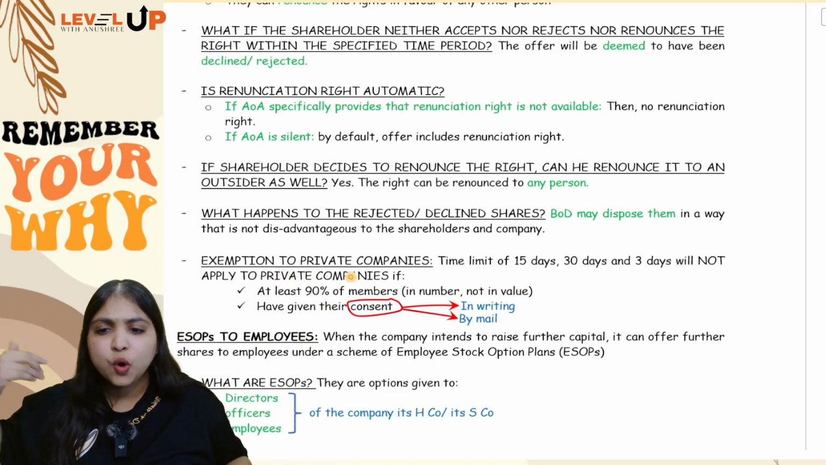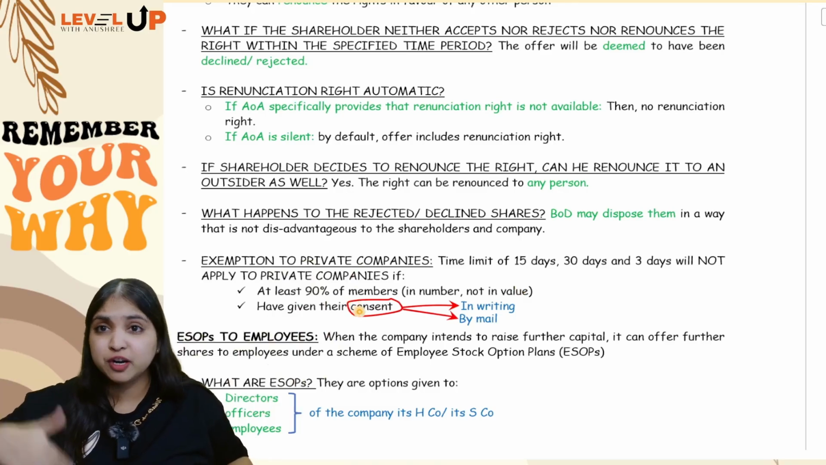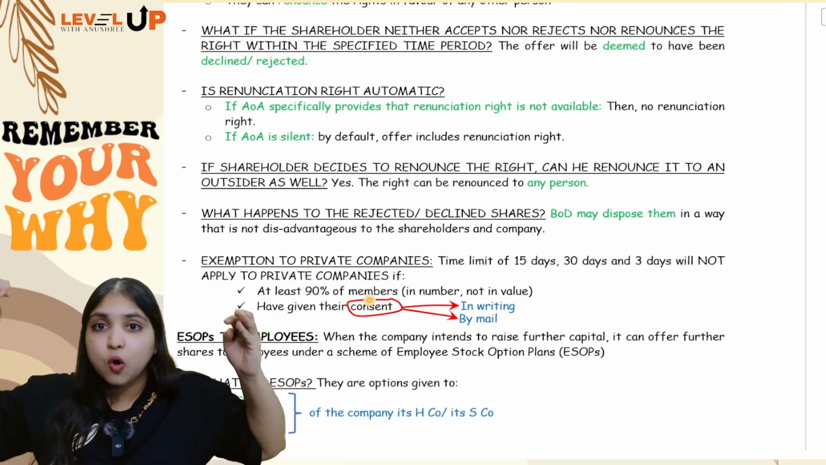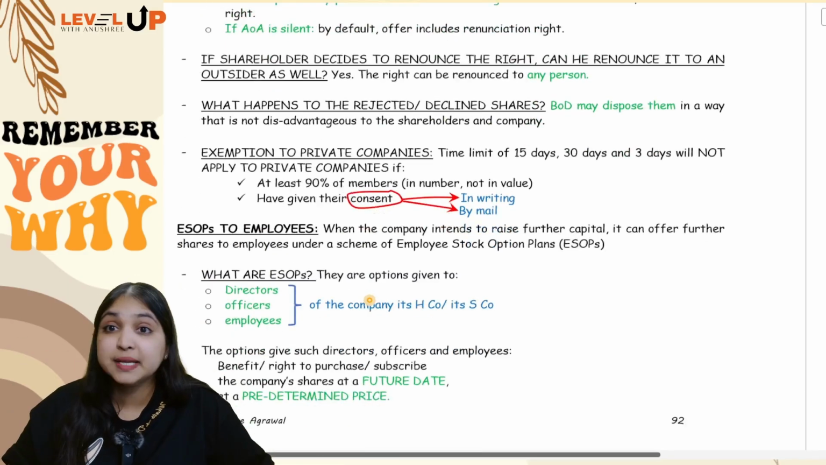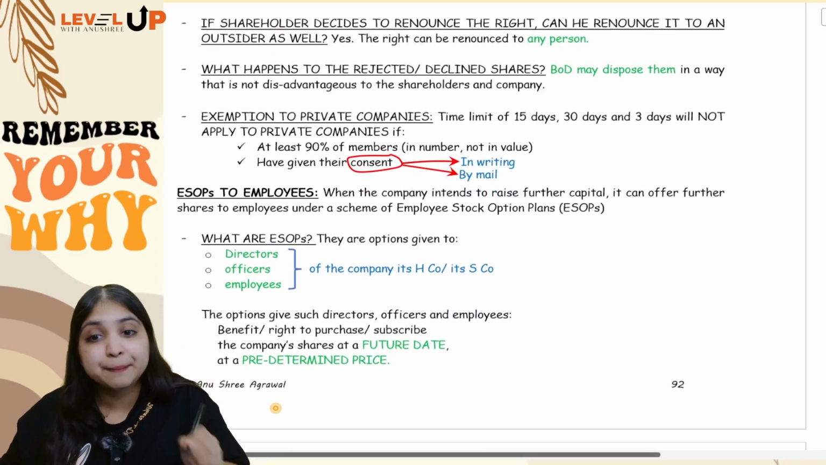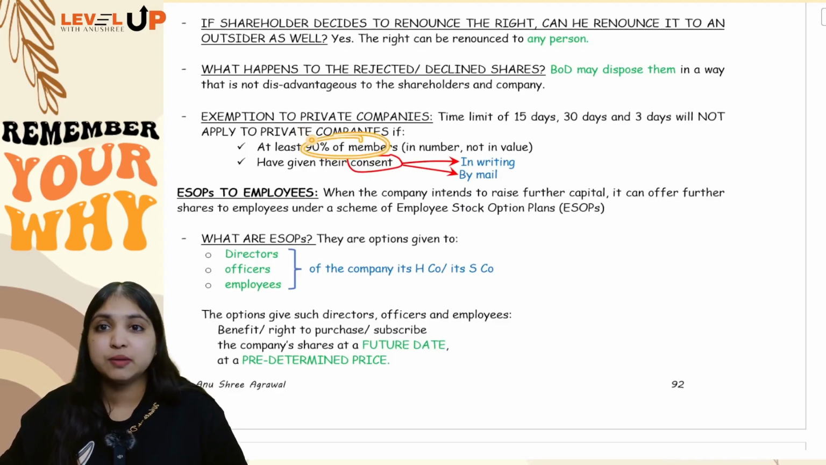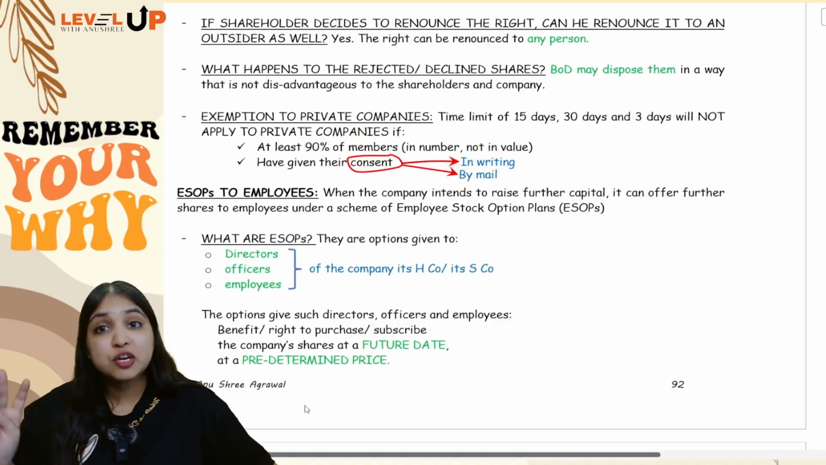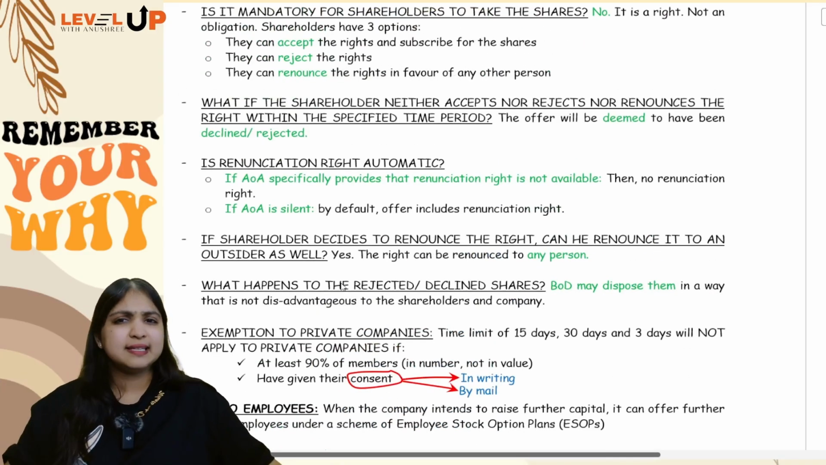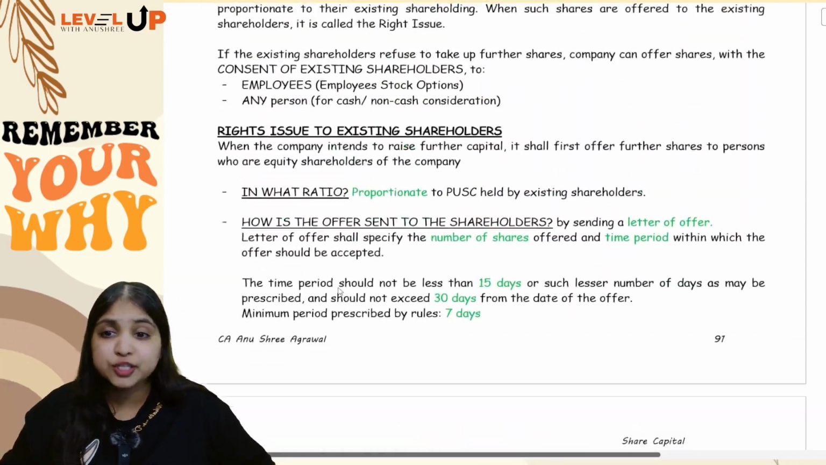And then we learned whatever time limits we saw over here, 15 days, 30 days, 3 days, all of these are not applicable to private companies. But which private companies? Those private companies which get permission from at least 90% of the members, written permission either in writing or by mail. They need permission from at least 90% of members, then they can change these time limits. So this was about rights issue.